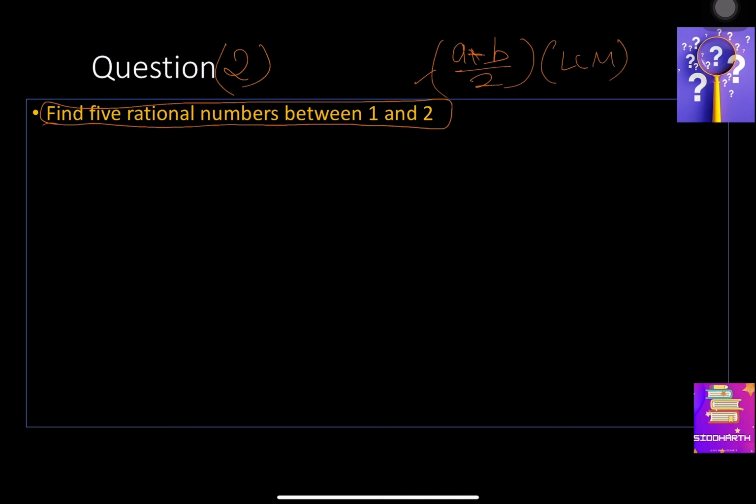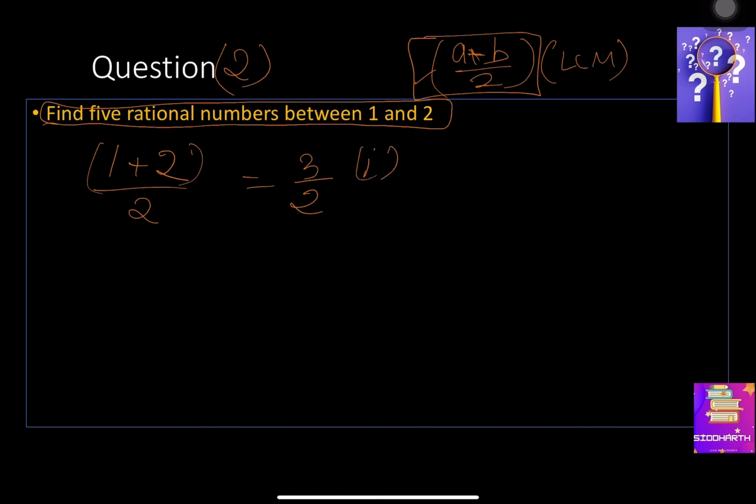Now let's find using the a plus b by 2 method. It's nothing but taking the mean. So 1 plus 2 by 2, nothing but 3 by 2. One rational number. Assume this point is 1 and this point is 2. Between them is 3 by 2.